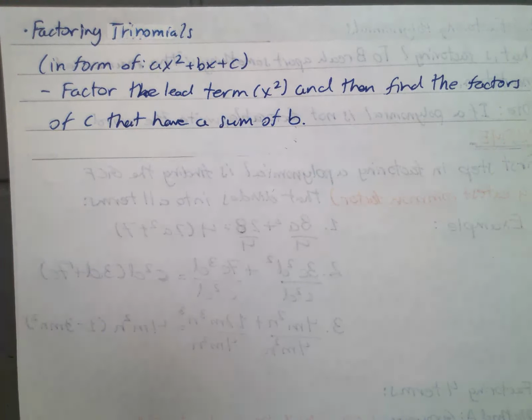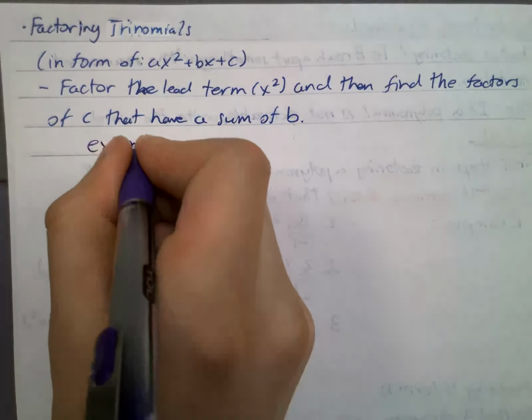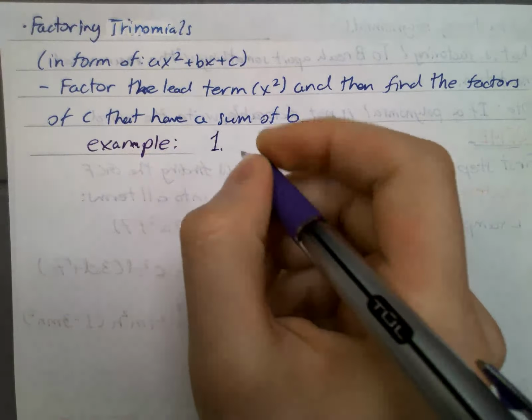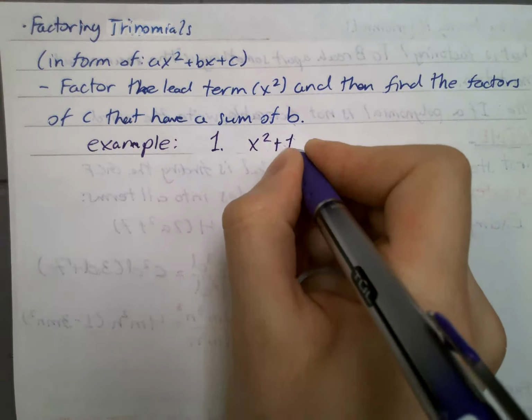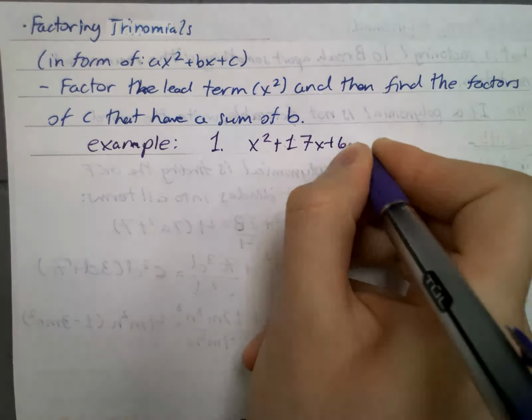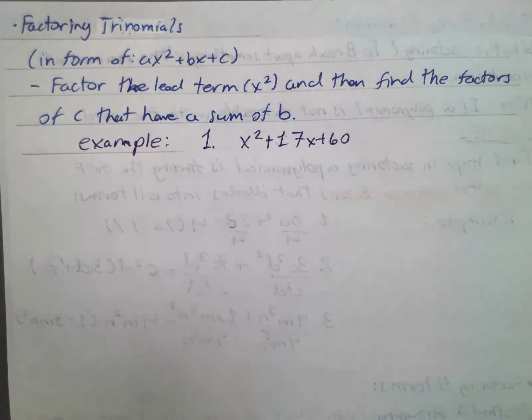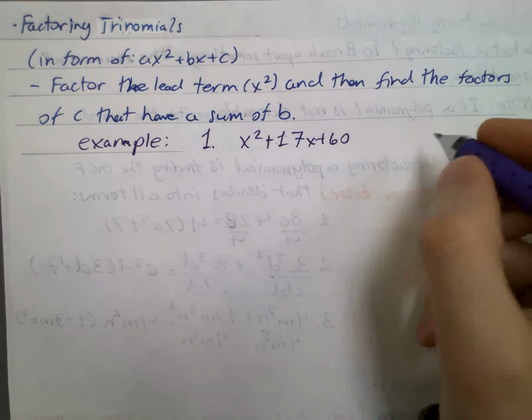All right. So, for example, this is what we've been working towards all month so far. Let's say I have x squared plus 17x plus 60. If you were to factor this polynomial, or this trinomial, it's kind of the same thing as I told you guys at the beginning of the year: as long as it has more than one term, it's poly, right?